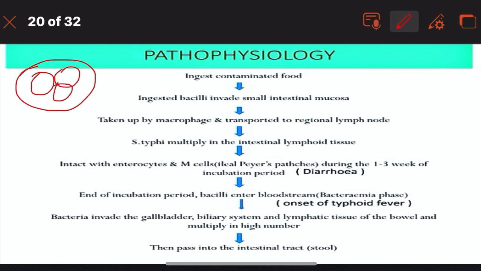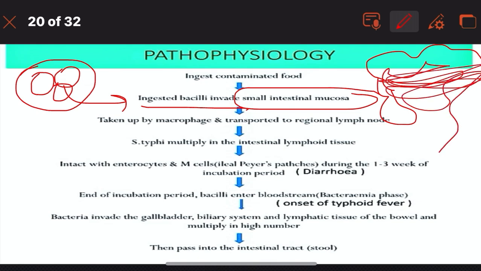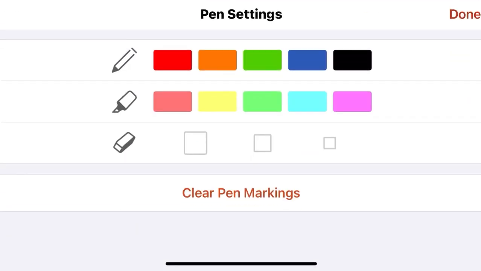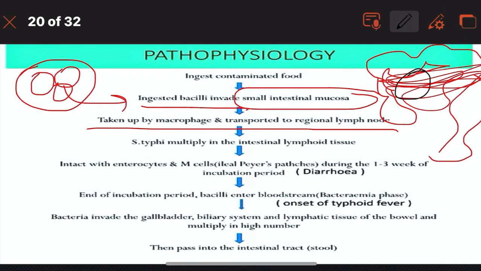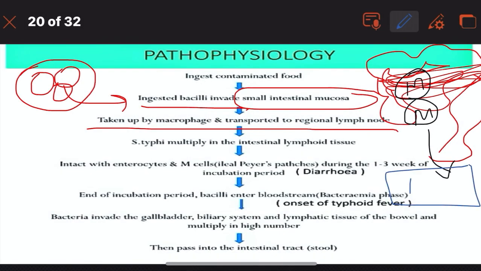With this food, when it is ingested, the bacilli will invade the small intestinal mucosa. So the bacilli is invading the small intestinal mucosa. And then they are taken up by the macrophages and transported to the regional lymph nodes. On reaching there, they are taken up by the macrophages, and from the macrophages they are transported to the localized lymphoid tissue over there.